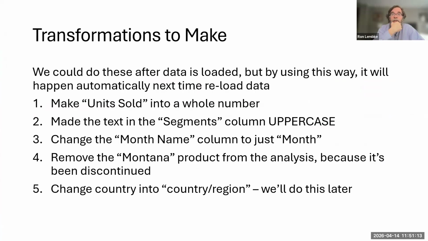Then we are going to make the segments column into uppercase letters. We're going to change the name of one of the columns just to be month. And then we're going to exclude a particular product from our analysis because that product is not being sold anymore. And then lastly, we're going to change the column that contains the country into a specific data format. So that's the last step we're going to do.